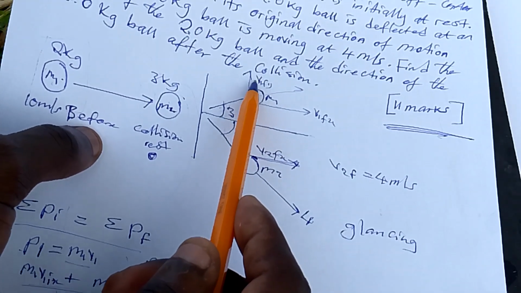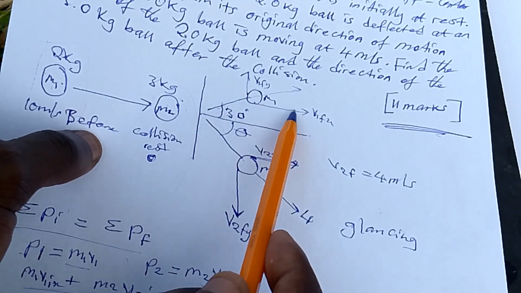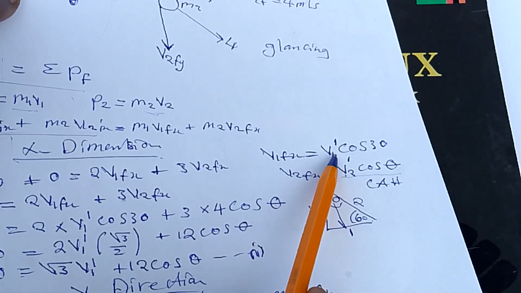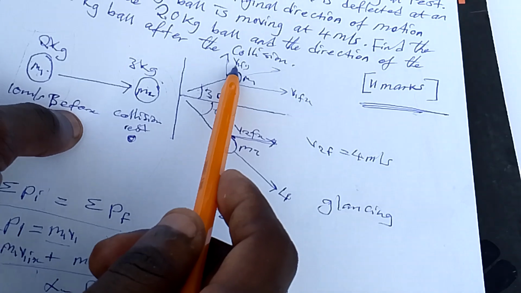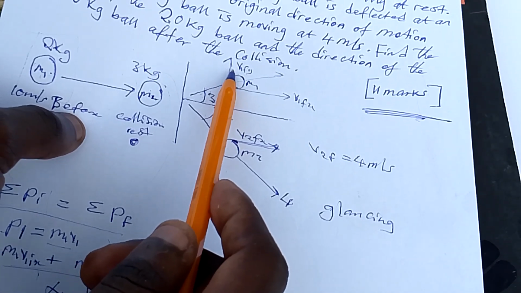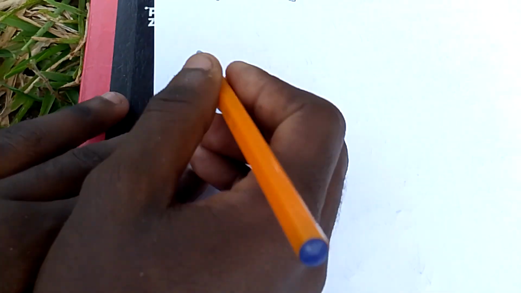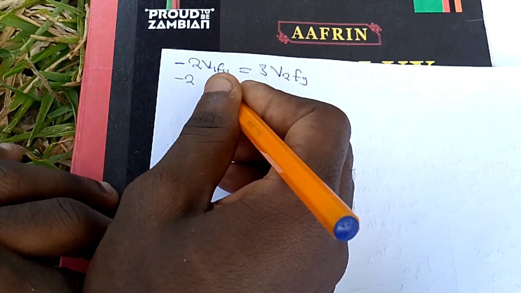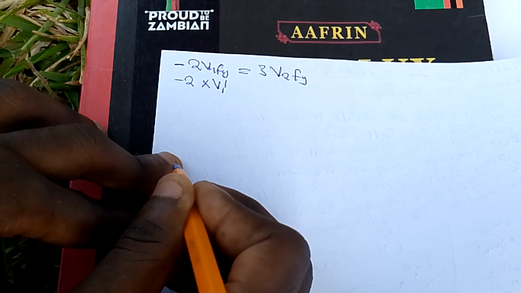V1 final is this. So to find v1 final, this component was cut. It was giving us v1 final x. We had v1 final x is v prime cos 30. But look at this, v1 final is going to have sine, so v1 prime sine 30. So that means we are going to have negative 2 times v1 prime.